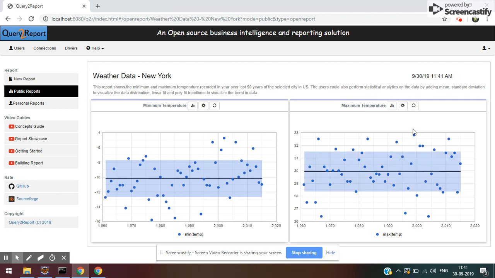We see that most of the data points are within one standard deviation range. However, the maximum temperature has more data points outside the standard deviation range compared to the minimum temperatures.